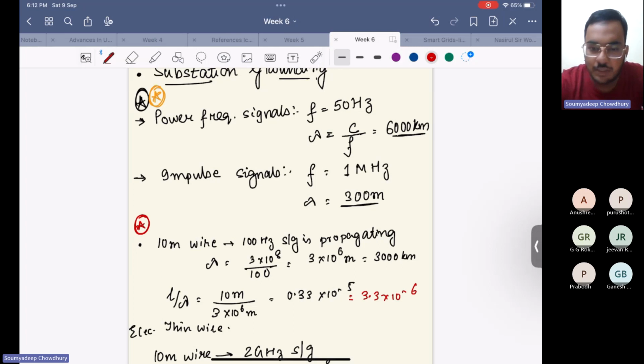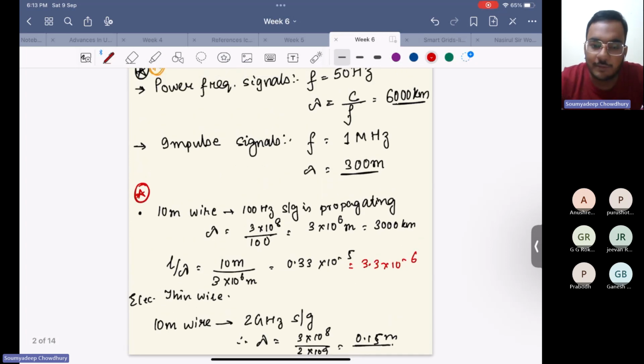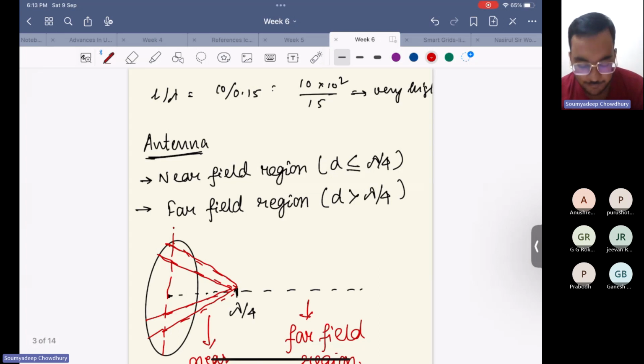That is, this 10-meter wire is very small compared to the wavelength of the signal, which is 3000 kilometers. Whereas the same 10-meter wire will not be electrically thin for a higher frequency signal. Like a 10-meter wire for a 2 gigahertz signal: we can calculate lambda, and that will be of the order of a few centimeters, like 15 centimeters here. This 10-meter wire is much larger compared to the wavelength of the signal, so it is not an electrically thin wire.